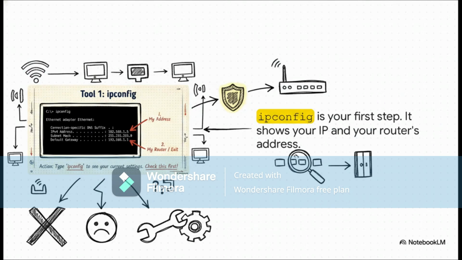First up, ipconfig. This is always your first step. When you type this command, you'll see something that looks just like this. See that? It tells you your computer's IP address, and right below it, your default gateway. Now, if either of those is blank, well, you've just found your first major clue.